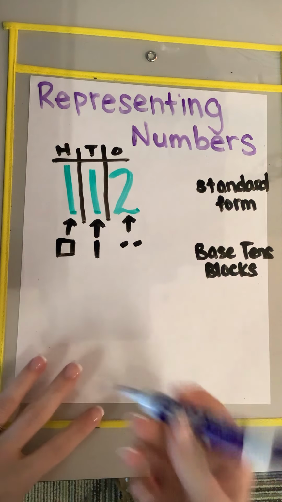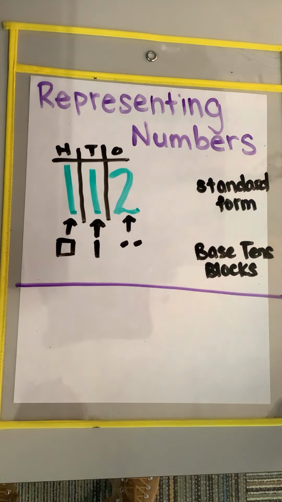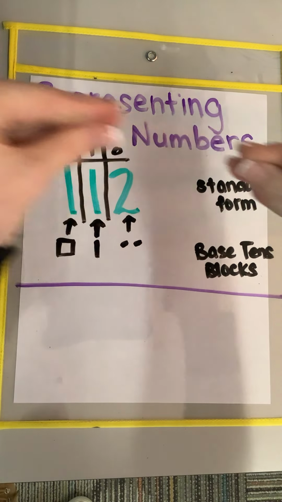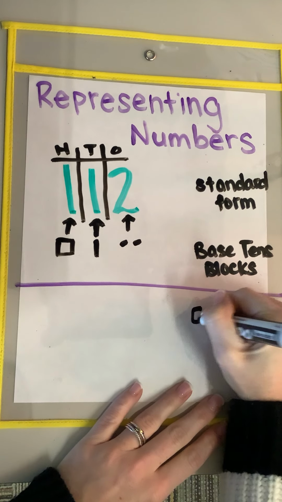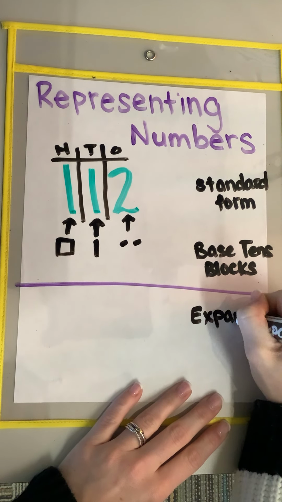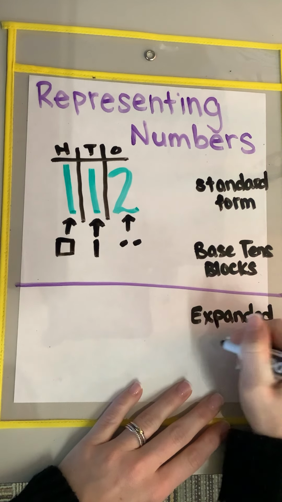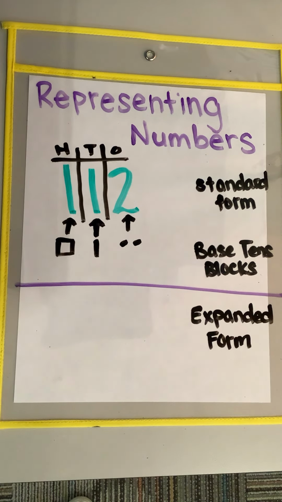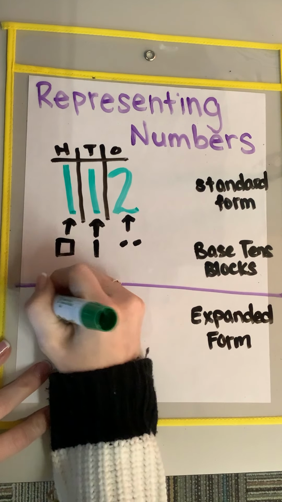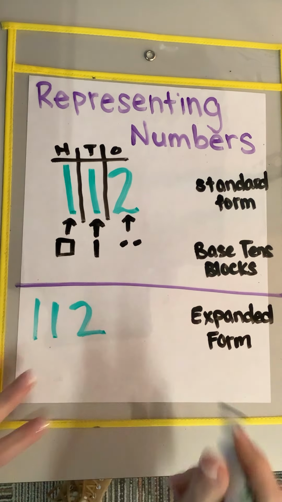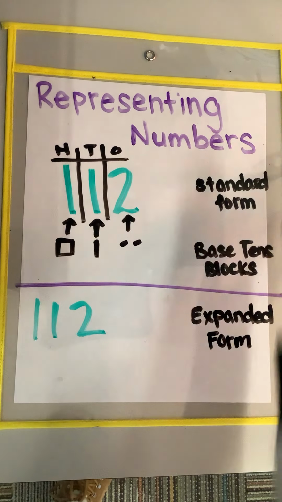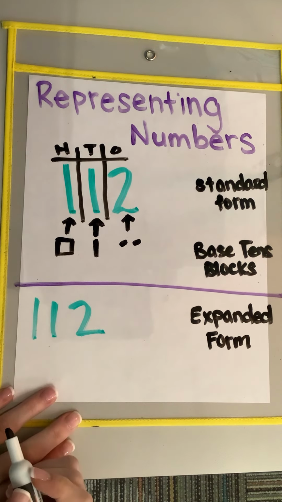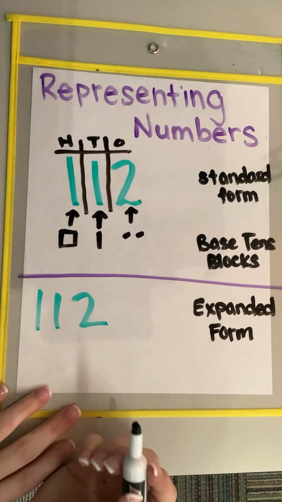We also learned another way that we can represent numbers this week. We learned that we can represent numbers in expanded form. Remember, we practiced expanding and stretching out numbers to show the place value of each digit in a number. So if we are still using 112, we can stretch out that number to show the value of each place value in here. Remember, we're adding each place value together.